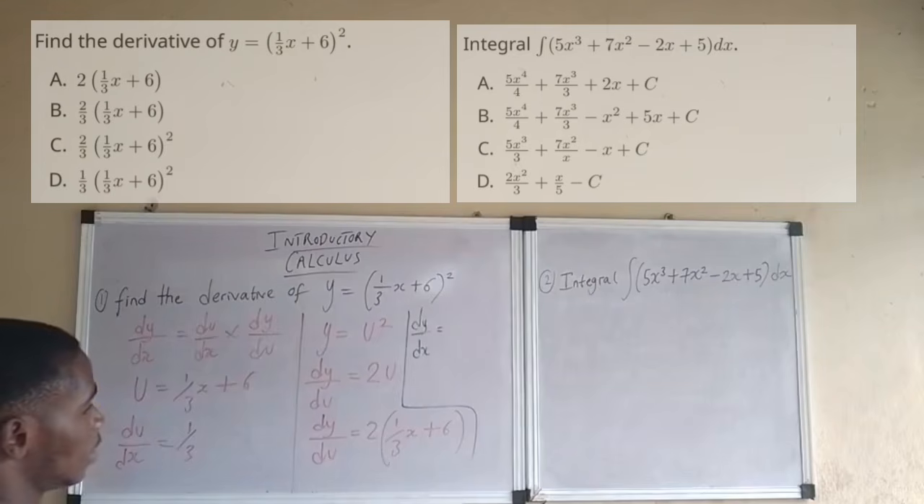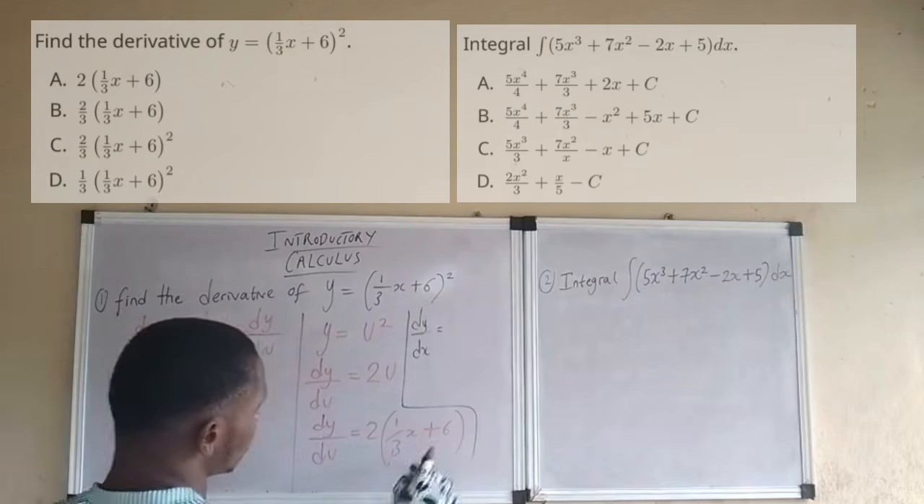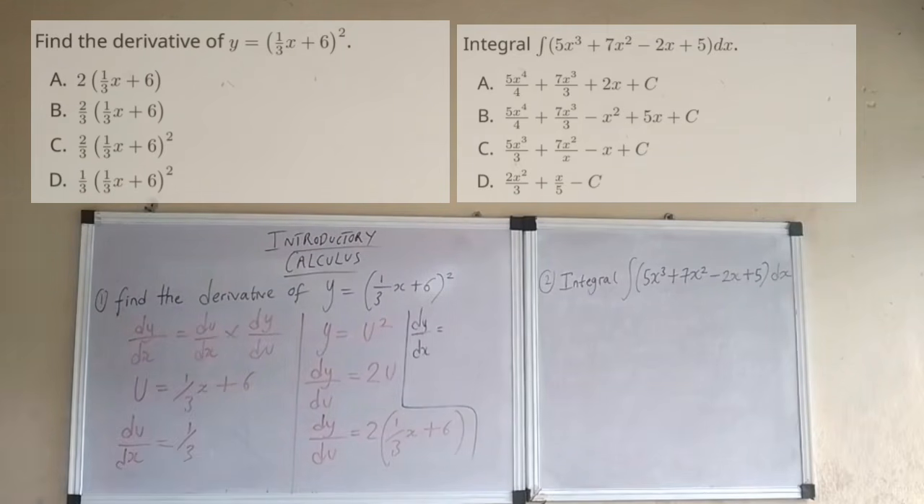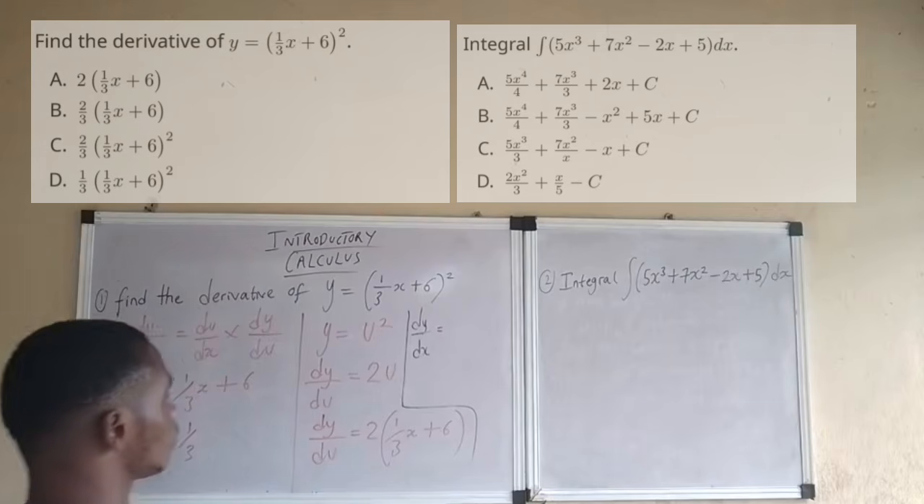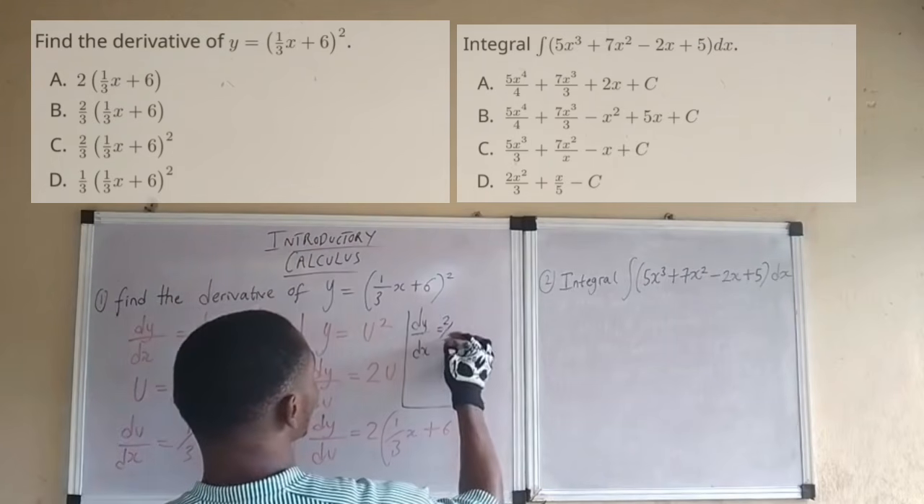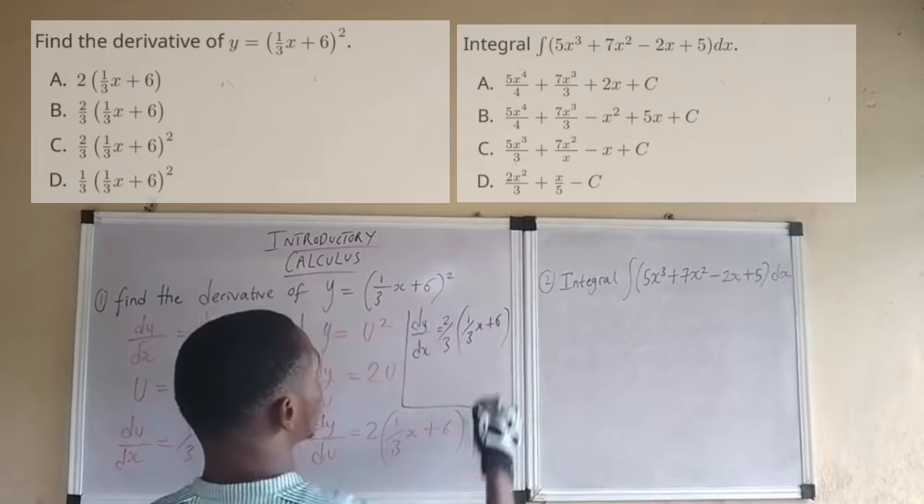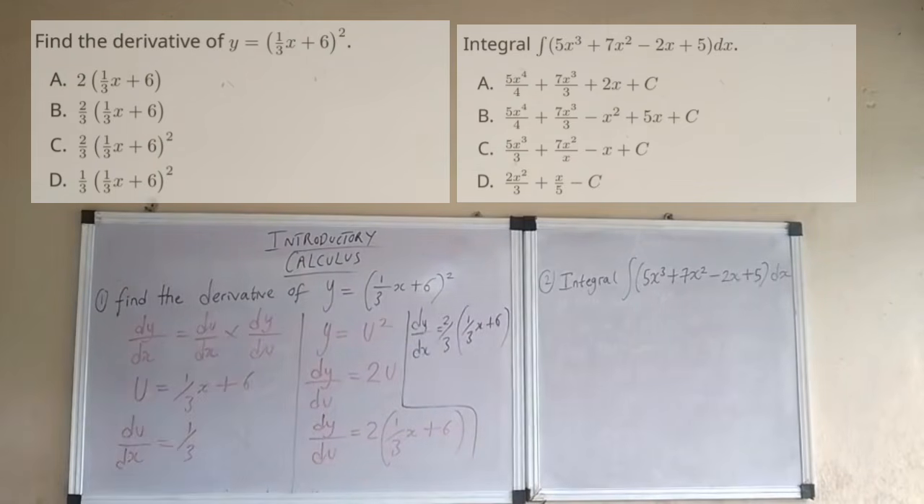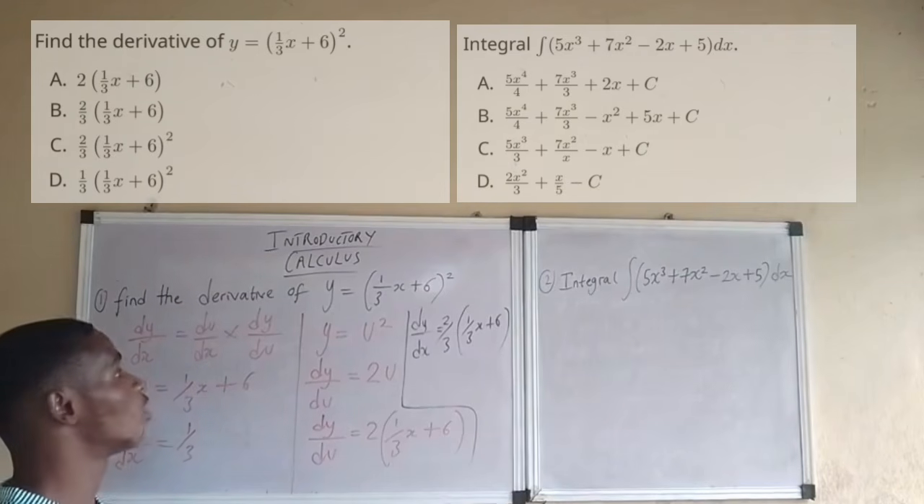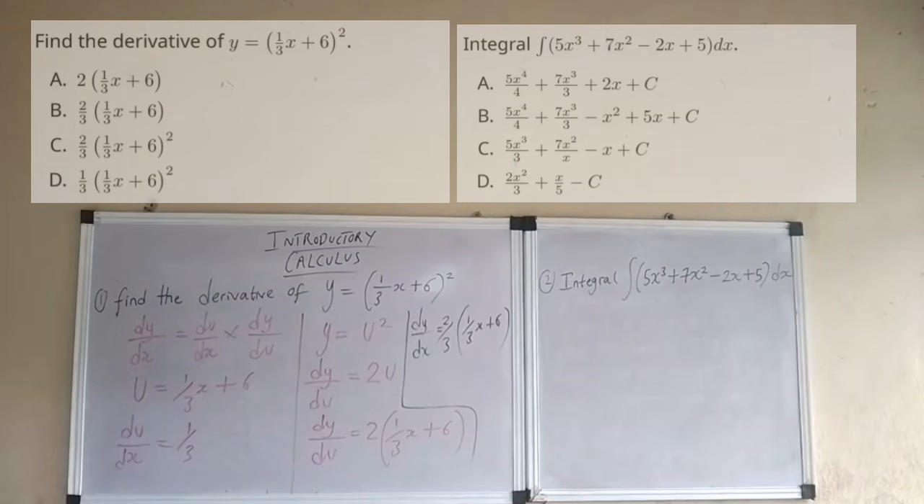1 over 3 times 2 times 1 over 3x plus 6. Do you understand? So this is going to give us 2 over 3, open bracket, 1 over 3x plus 6. All right? So if you look at the options, the correct answer is option B, 2 over 3, open bracket, 1 over 3x plus 6. And that's how you simplify or get the derivative using chain rule.